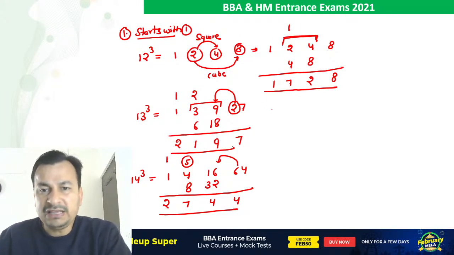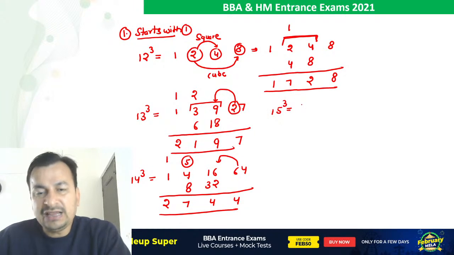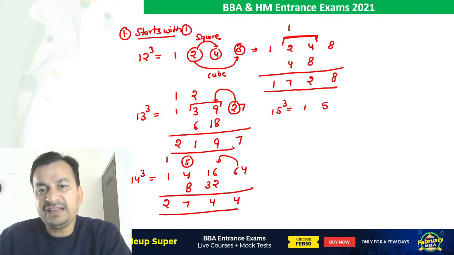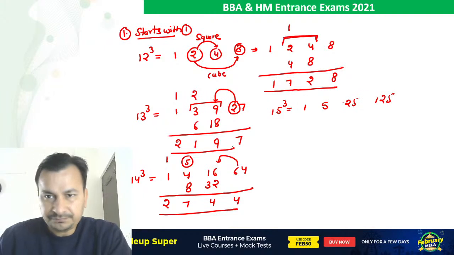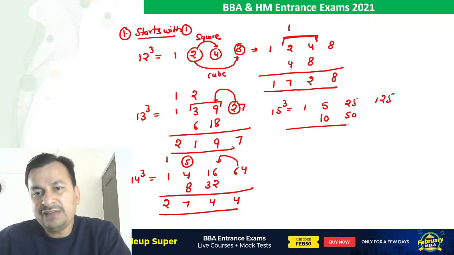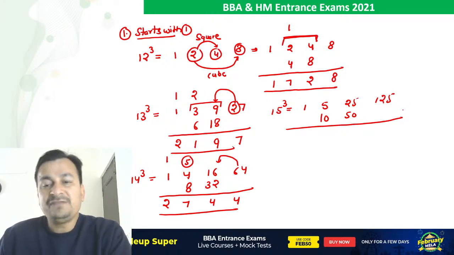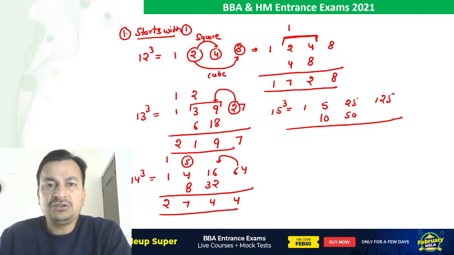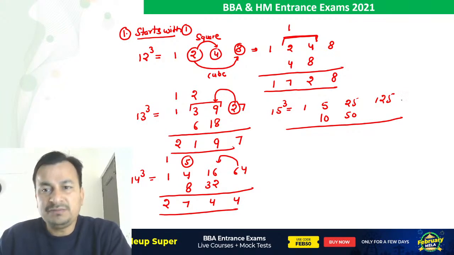One more example. If I want to calculate the cube of 15, then I will write 1, then 5, square of 5 is 25, cube of 5 is 125. 5 multiplied by 2 is 10, 25 multiplied by 2 is 50. Then we will add these two numbers. And while adding again, we will focus upon only the unit digit or unit place number.